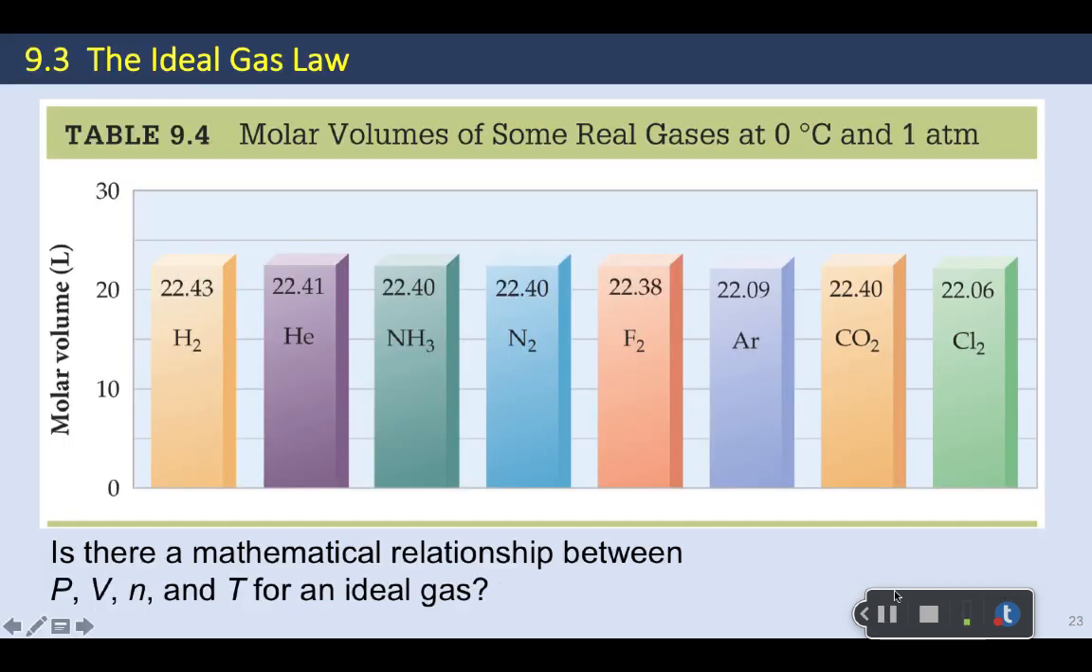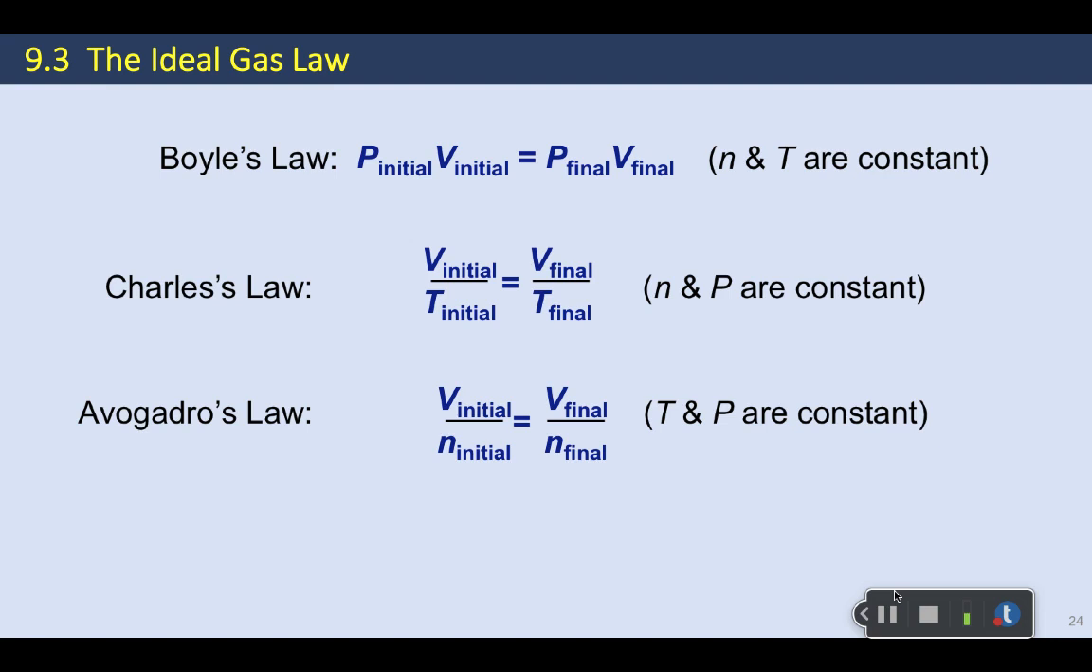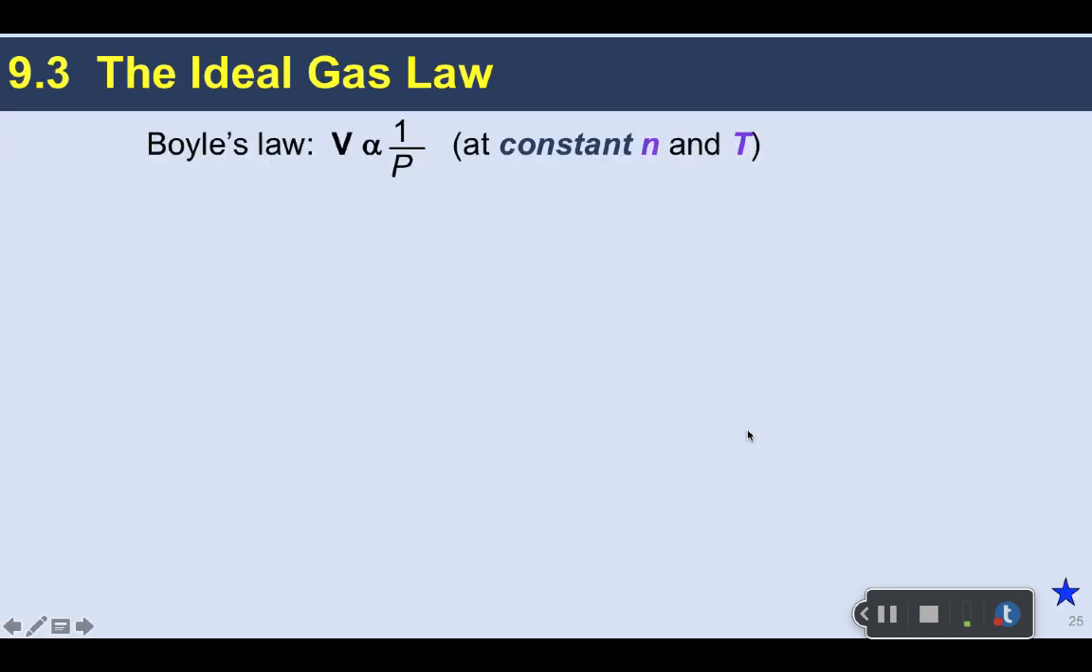So we'll be looking for ways to relate those four variables for an ideal gas, noting that there's lots of different kinds of gases we might compare. Boyle's law, Charles' law, Avogadro's law. They gave us relationships between pressure and volume for Boyle's law, volume and temperature with Charles' law, and volume and moles with Avogadro's law. In each case, the other variables need to be kept constant for those relationships to be valid.